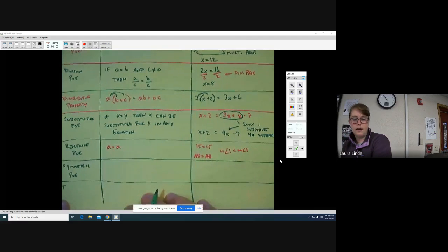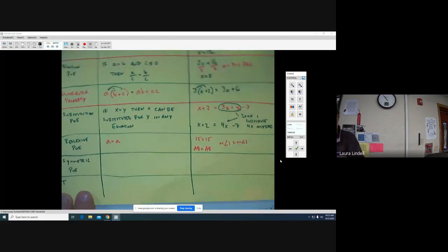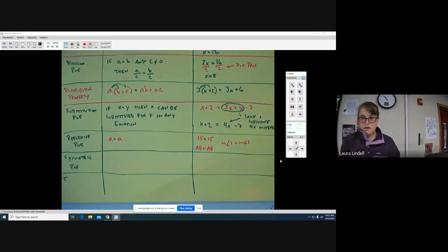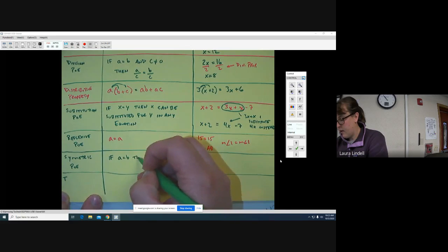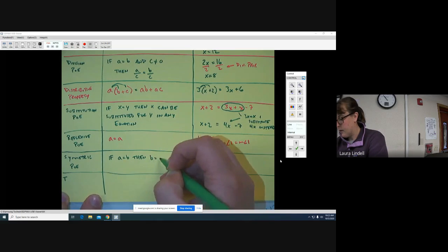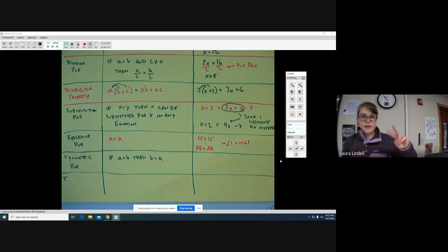Symmetric property of equality. Okay, so the symmetric property says if A equals B, then B equals A. It's that thing that says you can switch the order. So if it helps you to think of it this way, symmetric starts with S, switching starts with S. Symmetric is switching. Symmetric switching. Okay. So that's what lets me go if A equals B, then B equals A.